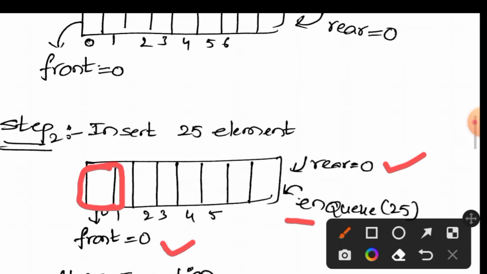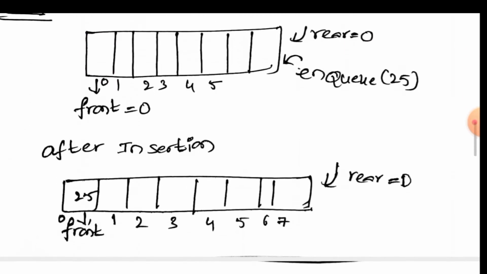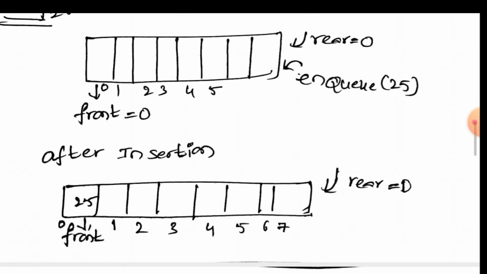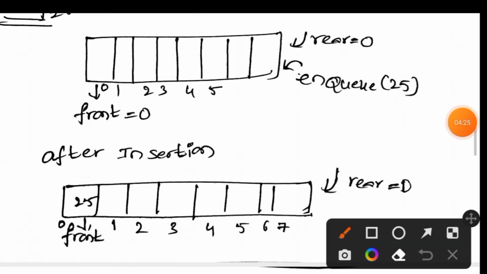So both are 0. Whenever we are inserting elements in the queue, first we have to see the rear position, that is 0. So in this position, in the 0 location, the 25 is inserted. After inserting the 25 in the queue, the graphical representation is like this. Here the 25 is inserted at position 0.